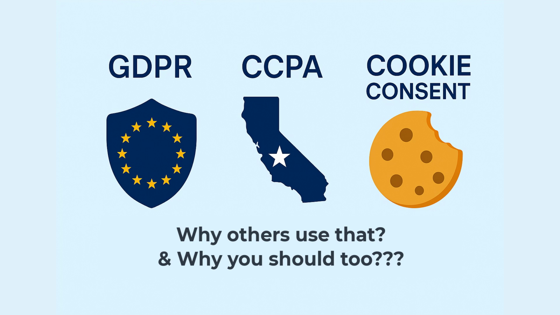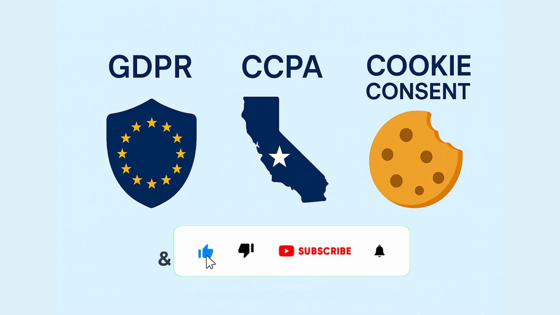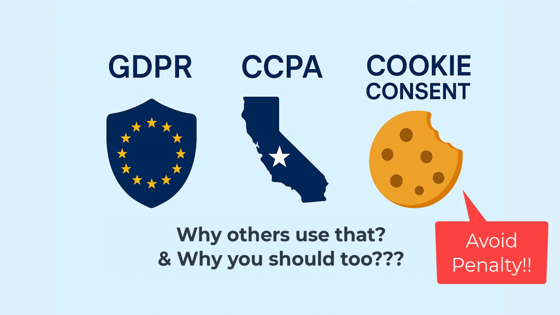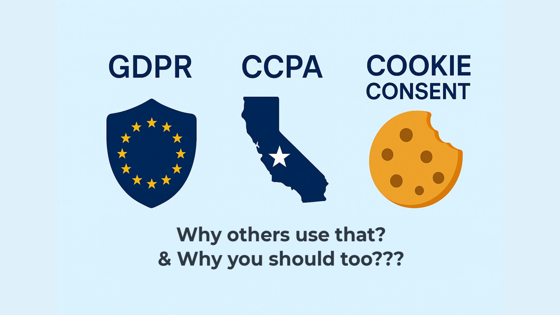But before we jump into the setup process, let's quickly understand what GDPR, CCPA, and cookie consent actually mean, and why it's so important for you as a website owner. GDPR is a European privacy law that requires websites to get clear consent before collecting any personal data from users, like tracking cookies, IP addresses, or location info. CCPA is a similar law for California users, giving them the right to know what data is collected and the option to opt out of its sale.